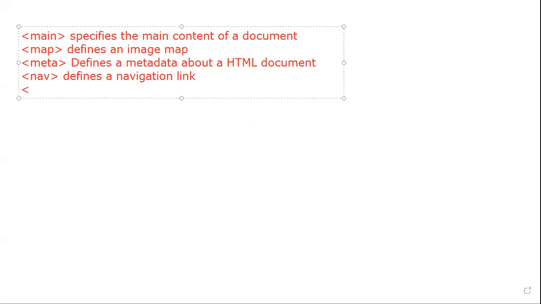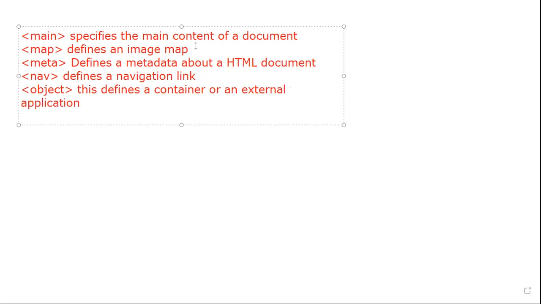So when we want to define a container, we use the object. So this defines a container or an external application. Okay, we have the param. It defines a parameter.